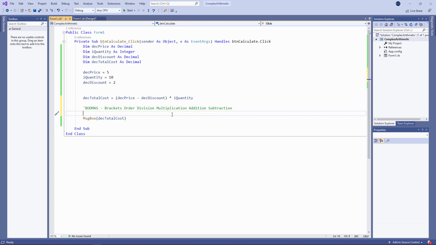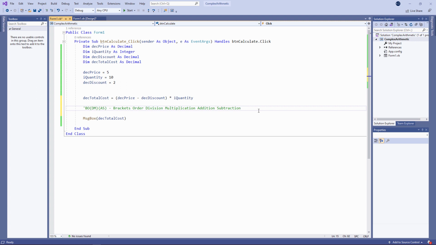The truth is, division and multiplication have the same priority. Also, addition and subtraction have the same priority. So perhaps we should say it like this, to indicate the fact. By the way, I typed a single apostrophe before I wrote this. This is not code. This is simply a comment which I've added to my code. Comments aren't executed. They're not part of the program. A comment is just something that I can put in my code to help me to understand it.